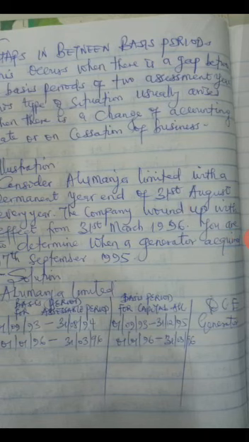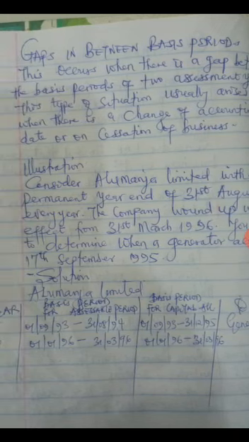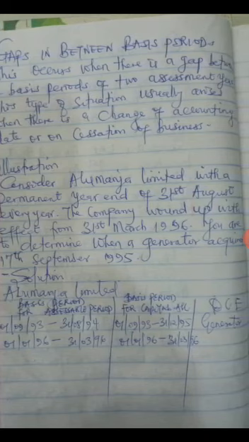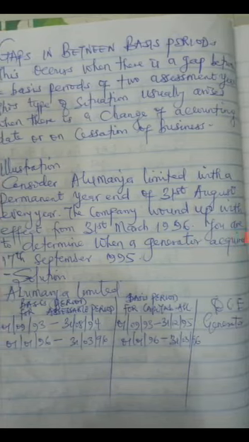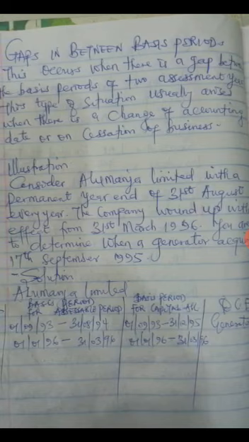So looking at the gap, when was this generator acquired? 17th September 1995. So this falls on the what? On the penultimate year.